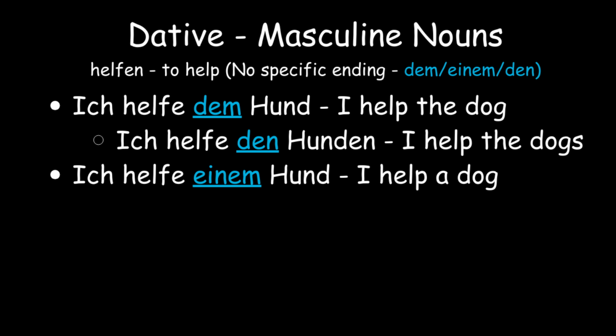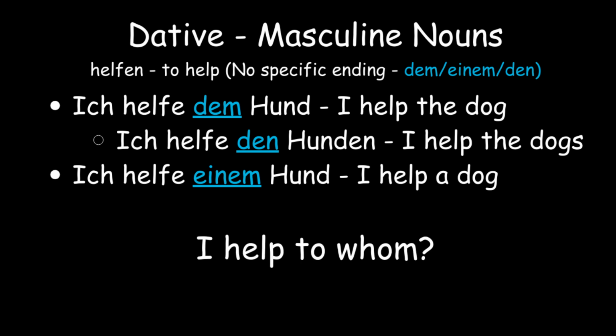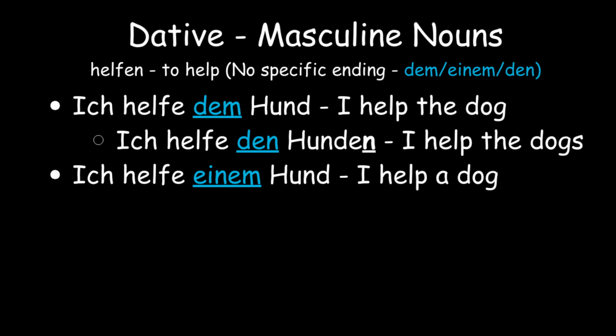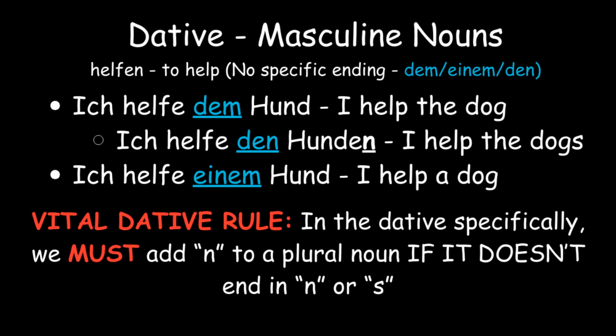case. By asking, I help to whom, we know it's dative. However, when the sentence is plural, Hunden ends in N, even though it should end in E. This is done on purpose, and it's an extremely vital rule in German. In the dative specifically, we must add an N to a plural noun if it doesn't end in N or S.